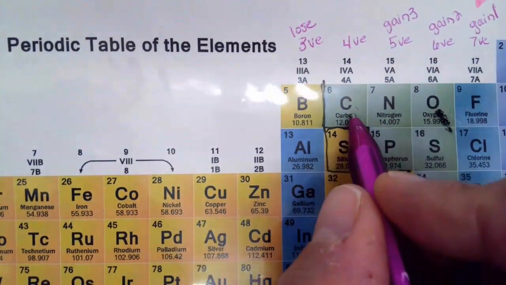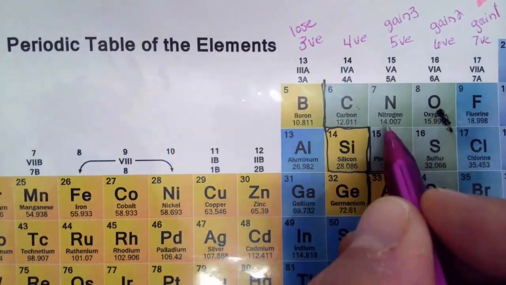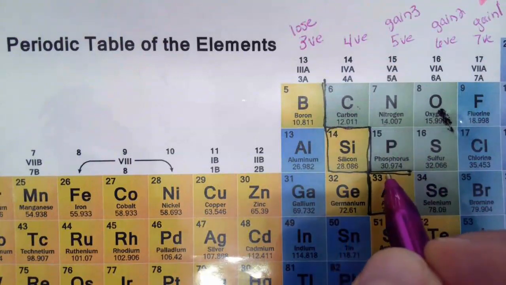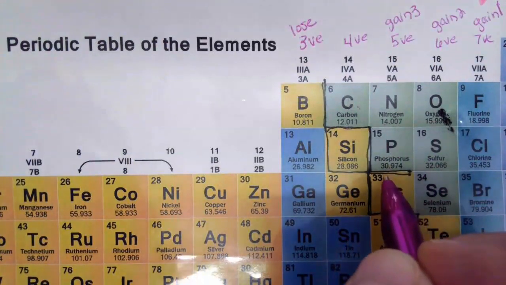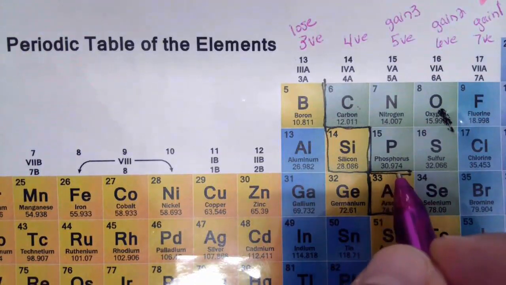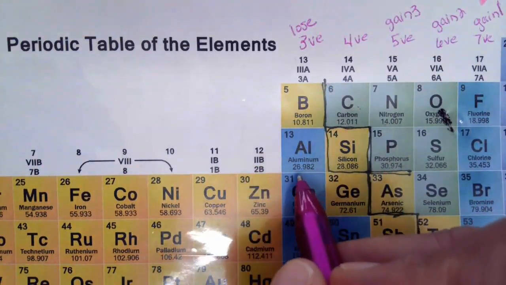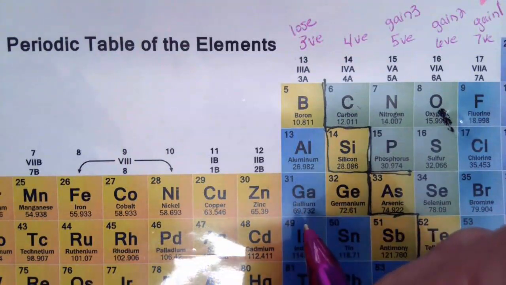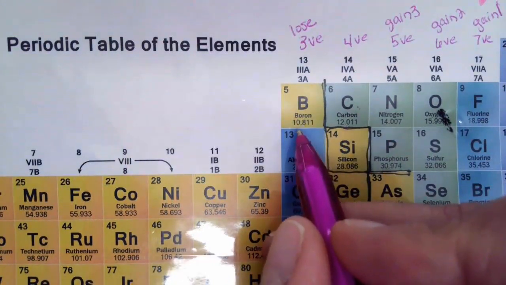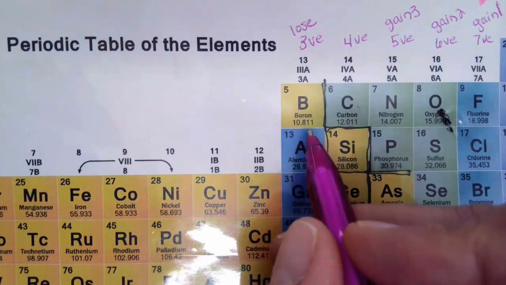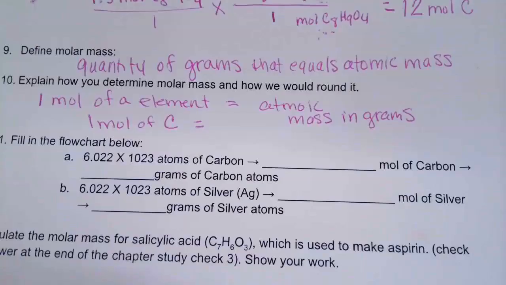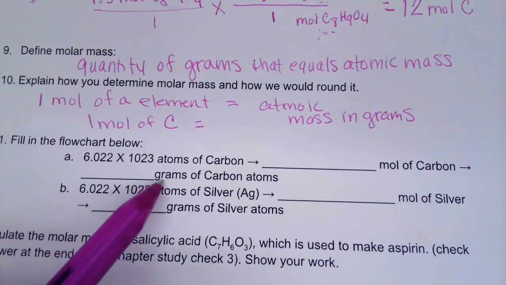So you're going to look at the atomic mass of each element. Nitrogen is 14.00. Phosphorus is 30.97. So 1 mole of phosphorus has 30.97 grams. 1 mole of aluminum has 26.98 grams. 1 mole of boron has 10.81 grams. So we can use this information now in order to, again, do conversions.